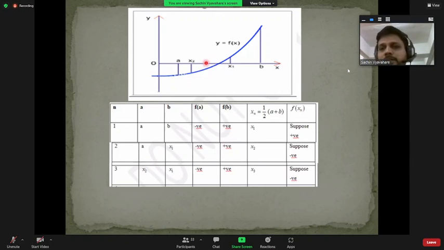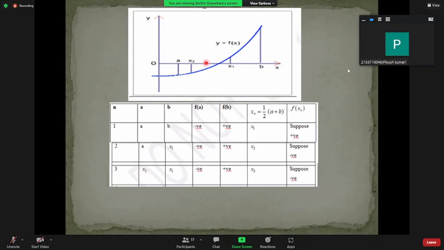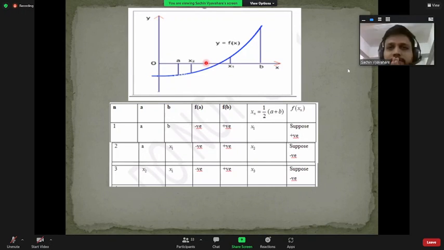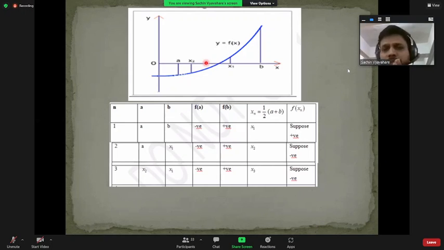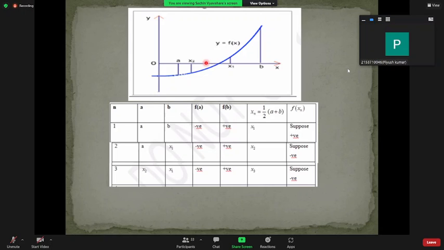Suppose you know that the root is at x equal to 5. Suppose. One more question, sir. If f of x1 came negative, then we have to take x1 to b. Yeah, correct. Because f of x1 is negative and f of b is positive, the interval is obviously x1 to b. So it depends entirely on the sign of f of x1. Okay, sir. Understood. That's simple logic.